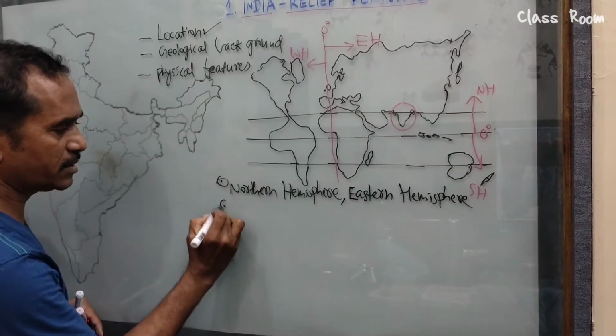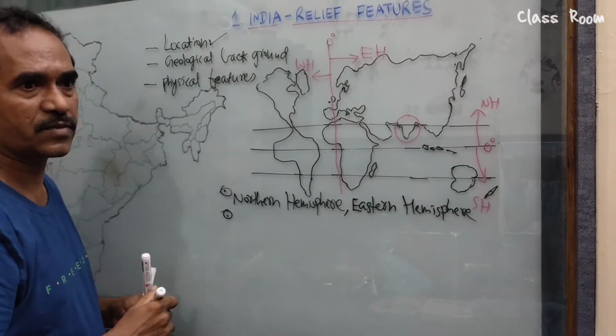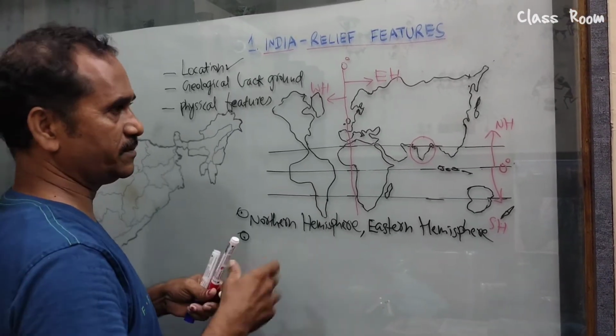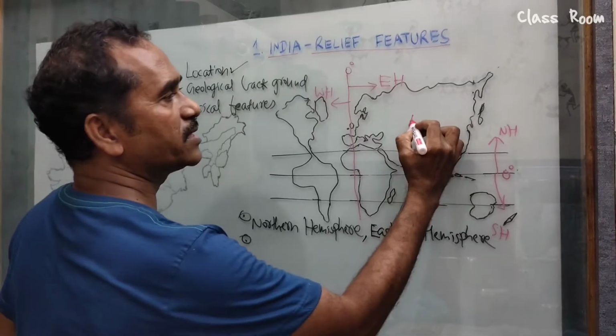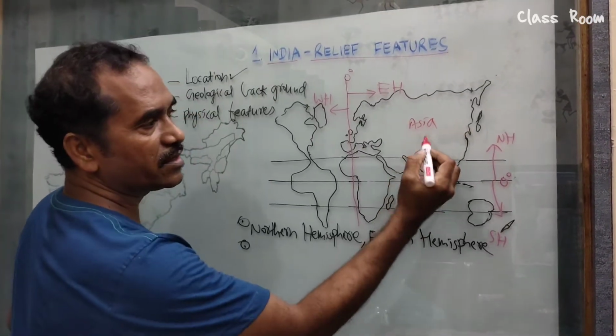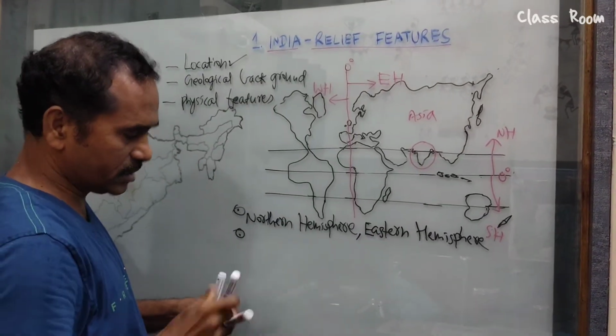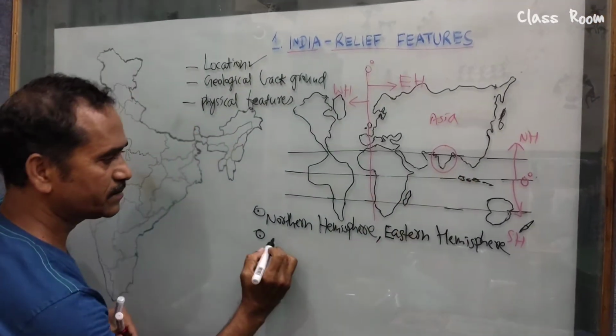Next, the second thing is in which continent? The continent wise, which continent? As we know, it is Asia. This one is Asia. So where is India? India is southern Asia. So India is located in southern Asia.